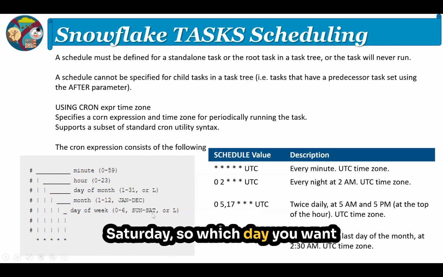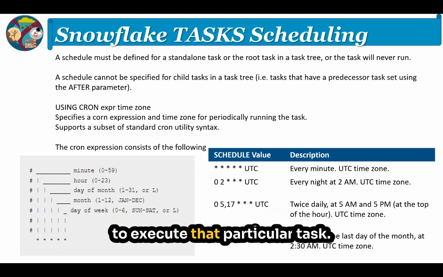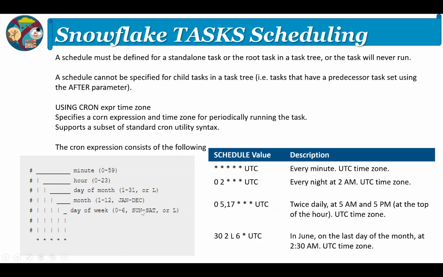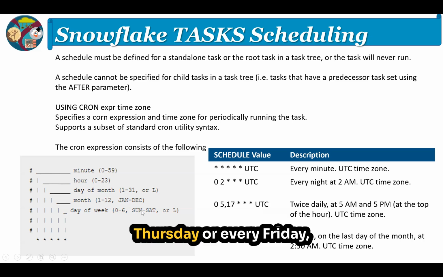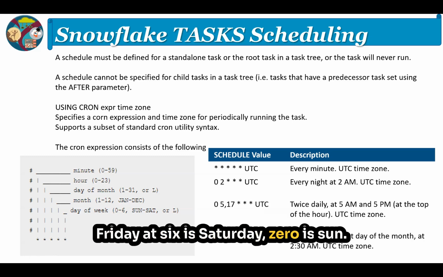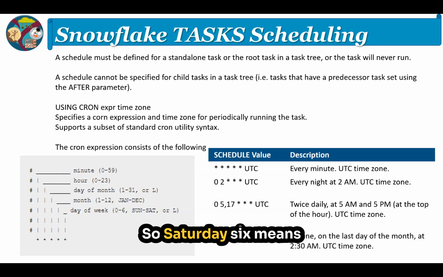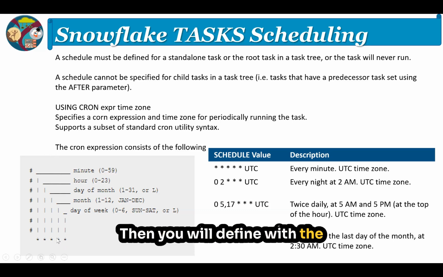So which day do you want to execute that particular task? For example, if you are giving a 5 here, 5 means every Friday it will execute. 6 is Saturday, and 0 is Sunday. It will go from Sunday to Saturday. So 5 means every Friday; if you want to execute this particular task on Friday, you will define it here as the number 5. Then you will define the month.